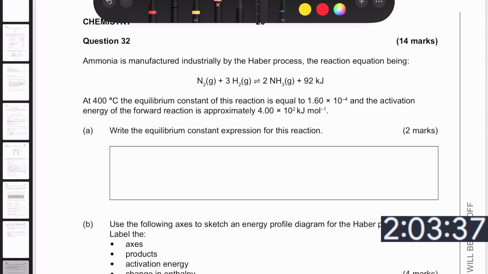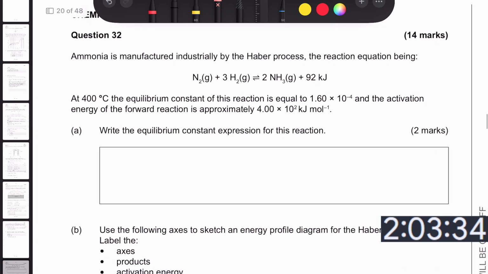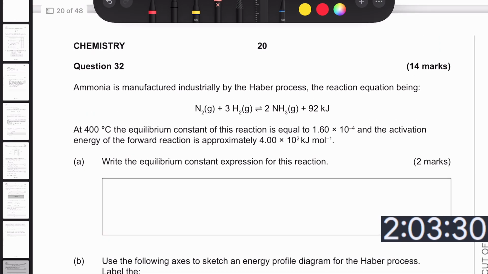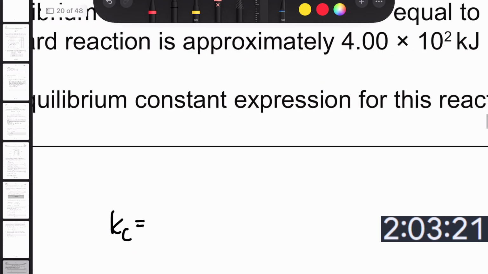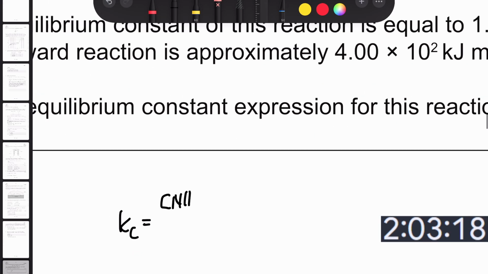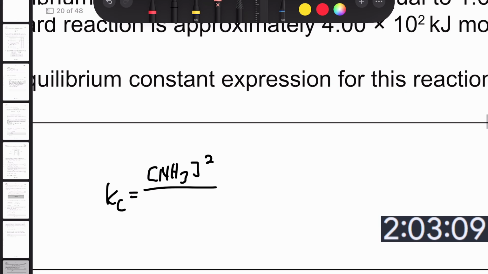Ammonia. Yes, a nice equilibrium constant equation. Manufactured industrially by the Haber process, the reaction equation being that at 400 degrees Celsius, the equilibrium constant of this reaction is equal to that, and the activation energy is equal to that. Okay, so Kc is going to be [NH3]^2 all over [N2] and then [H2] to the power 3.